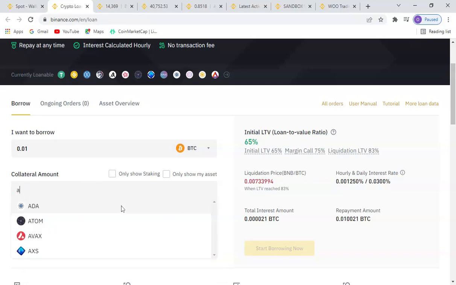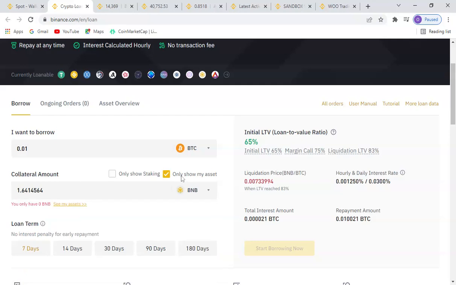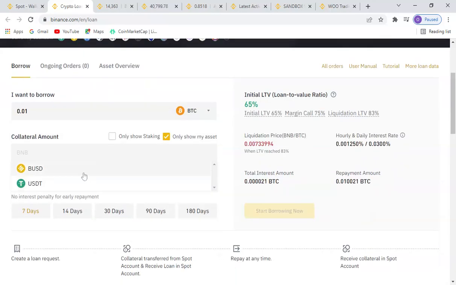So Argo is currently not here. We're going to click on Only Show My Assets. Only Show My Assets allows you to see the list of assets you have on the Binance Spot wallet or on your account. Once you click on this filter button, it's going to filter all the assets or cryptos that you currently have on your account. So we have BUSD as well as USDT on our account.